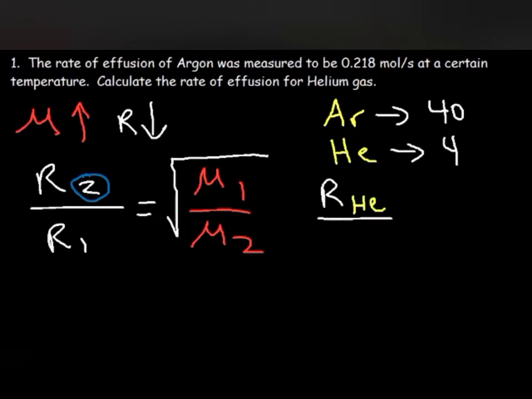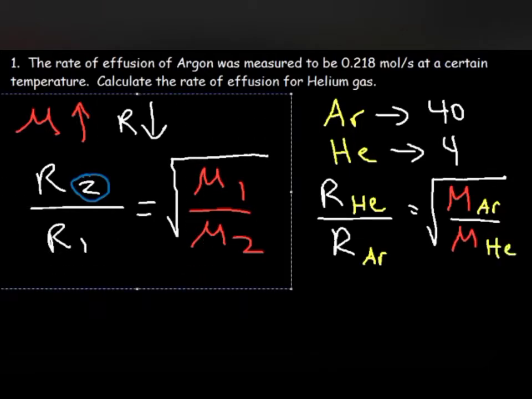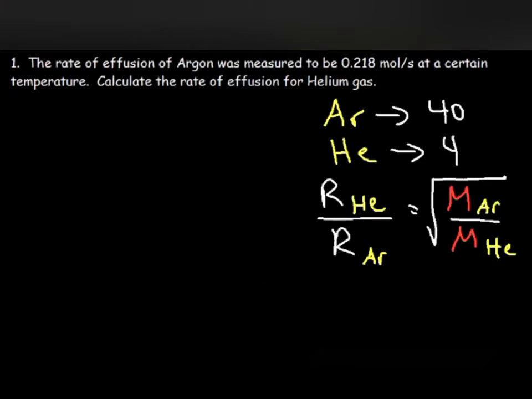So the rate of effusion for helium divided by the rate of effusion for argon is therefore equal to the square root of the molar mass for argon divided by the molar mass for helium. So let's make some space. And now let's plug in the information that we have.